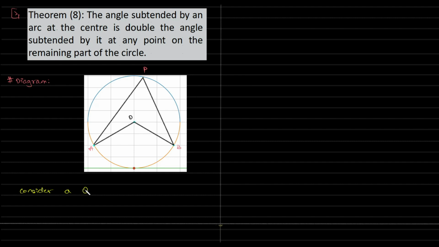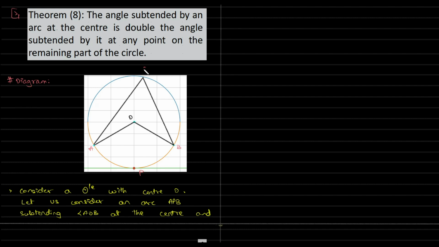Consider a circle with center O. Let us consider an arc APB, capital actually, subtending angle AOB at the center, and angle AMB with the remaining part of the circle.